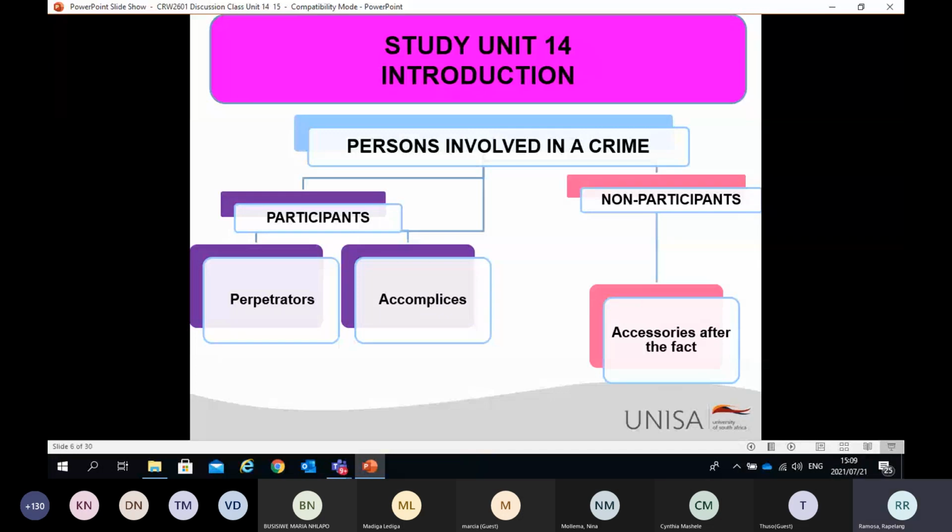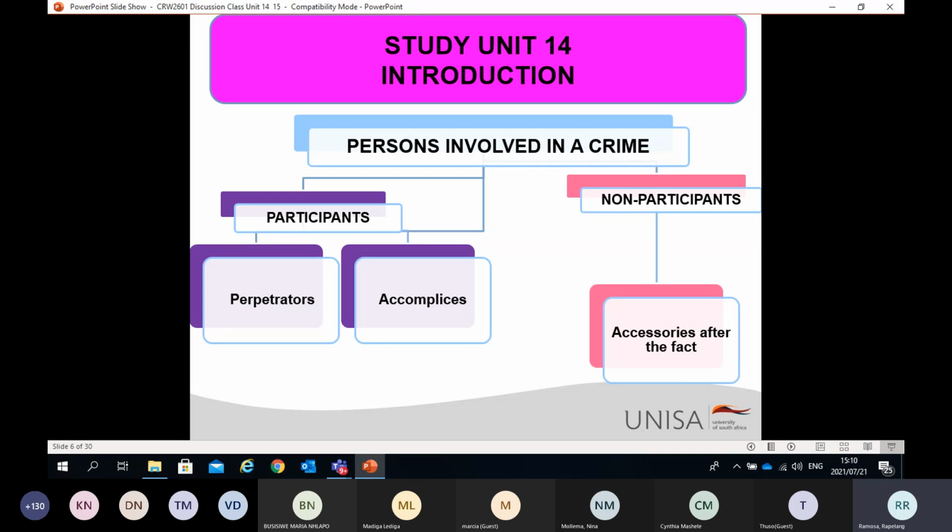So how we do that is that we begin by classifying people in group crime or mob-related crime in terms of persons involved in a crime. Now, the term persons involved in a crime is not a legal term. It's just a convenient terminology that we use to try and explain this classification process that is very, very important in this instance. So we divide persons involved in a crime into two categories: participants and non-participants.